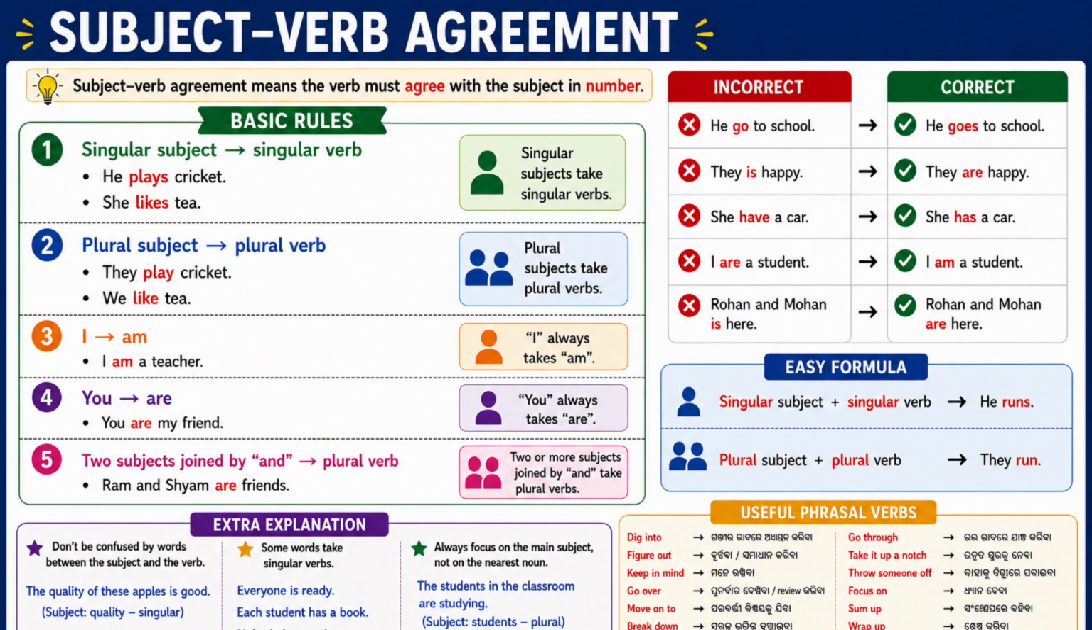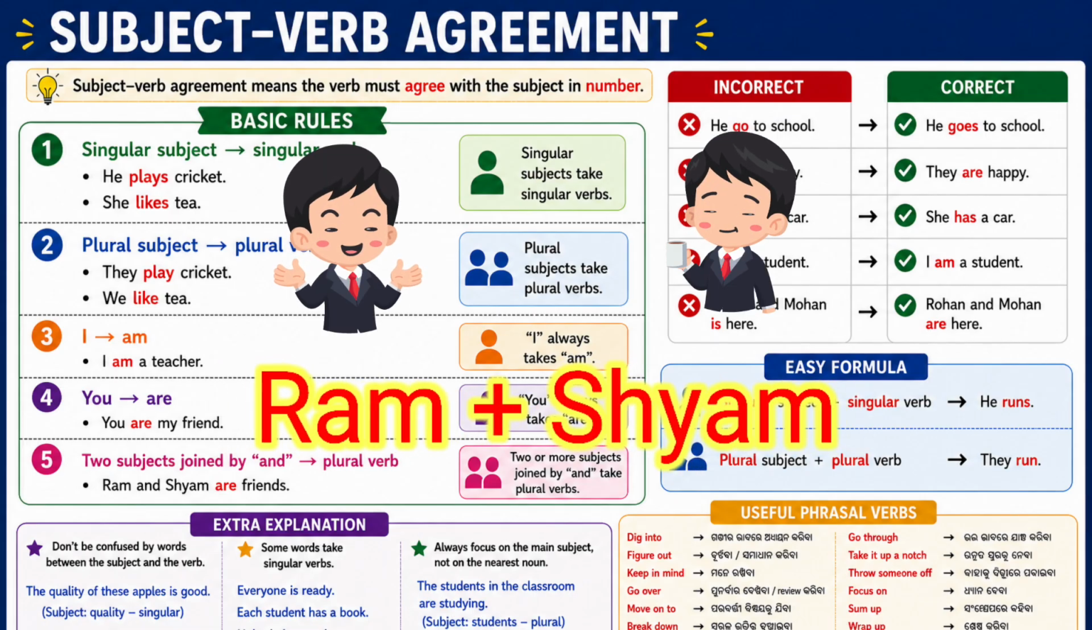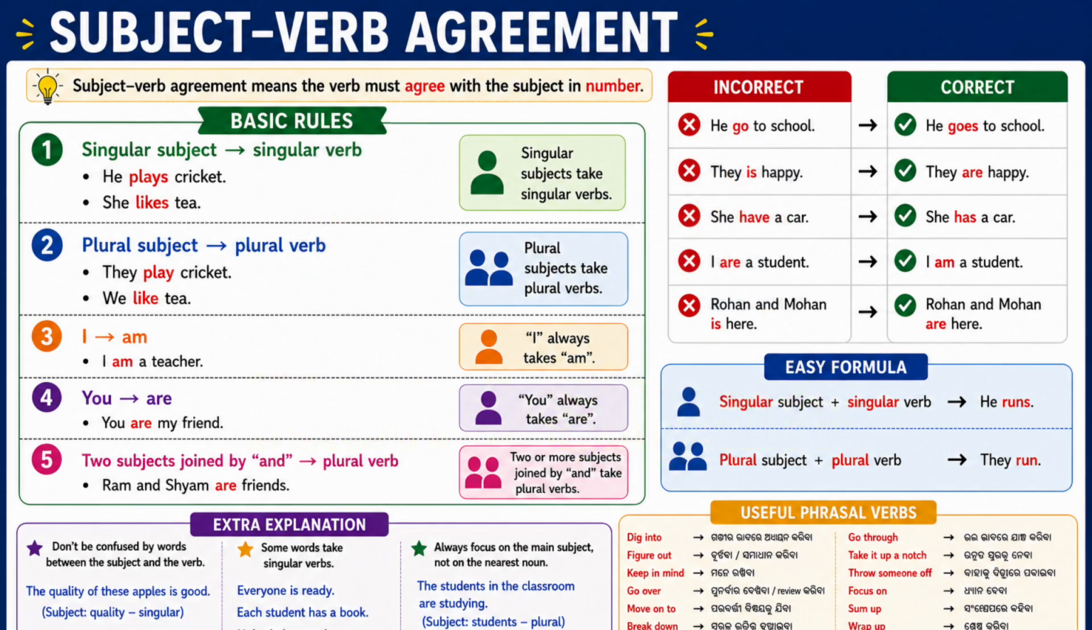Two subjects joined by and generally take a plural verb. For example, Ram and Shyam are friends. Not Ram and Shyam is friends. Why? Because Ram, Shyam, two people. Therefore, we use are. More examples. Rita and Sita are sisters. The teacher and the student are talking. So, whenever you see two subjects connected by and, keep an eye out for a plural verb.